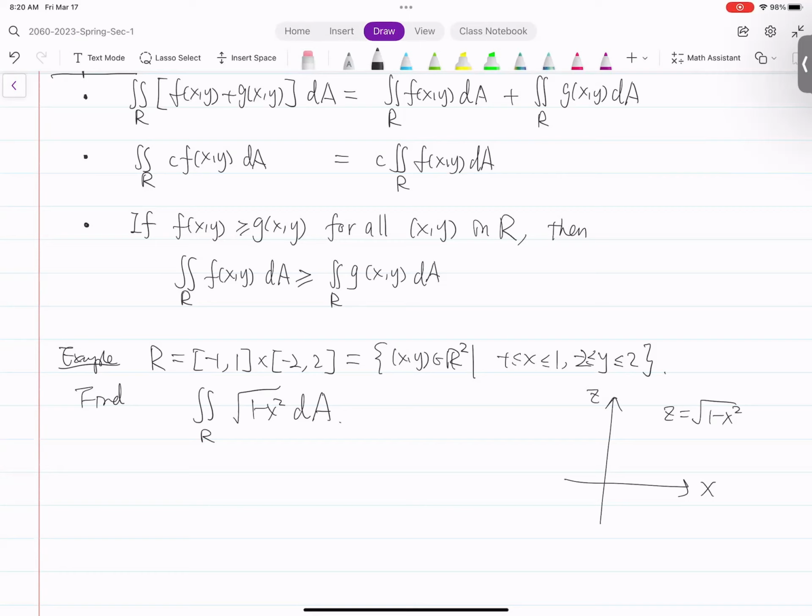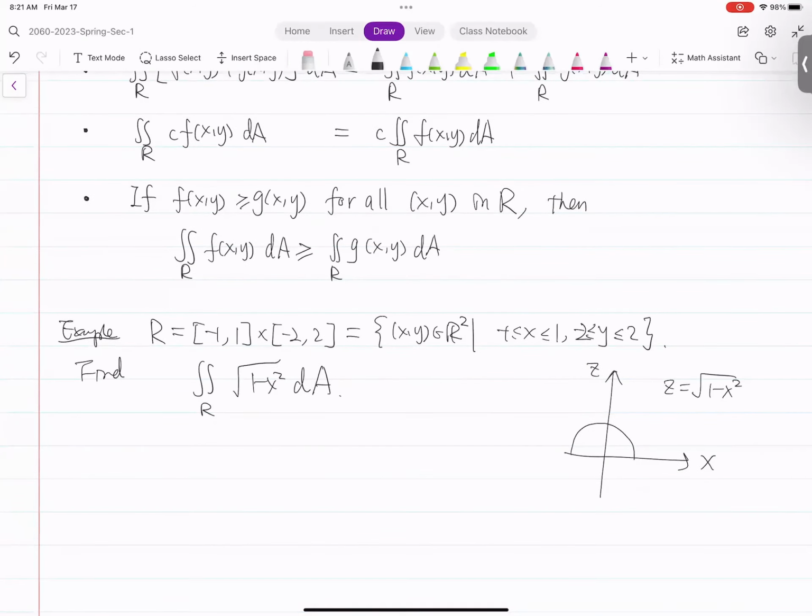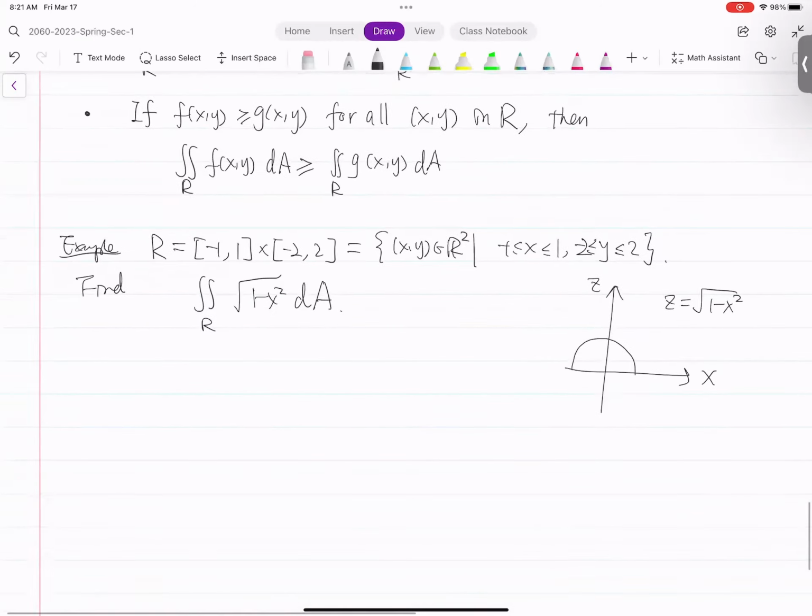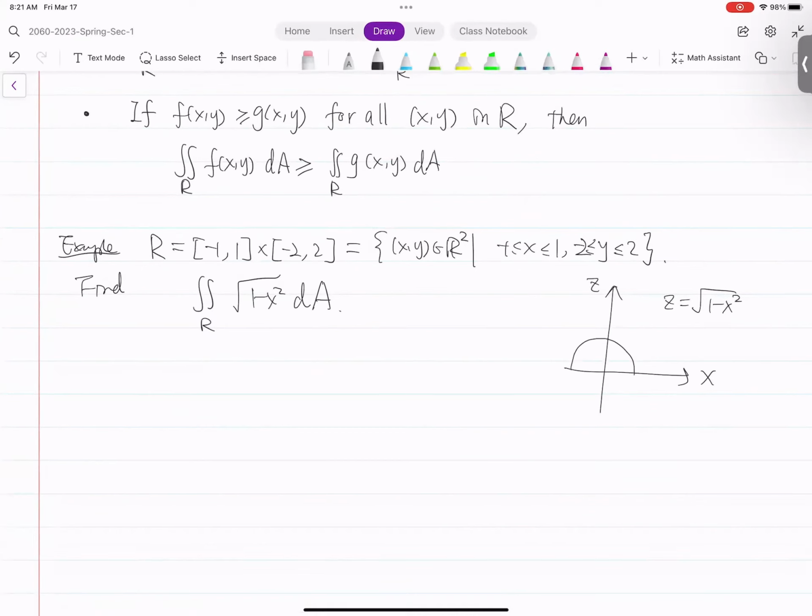If you look at this, this looks to be the upper half of the unit circle in the x-z plane, and this is regardless of the y value. So if we want to draw the surface z equals the square root of 1 minus x squared, it's going to have a cylindrical shape. This is the graph of z equals the square root of 1 minus x squared in R3.